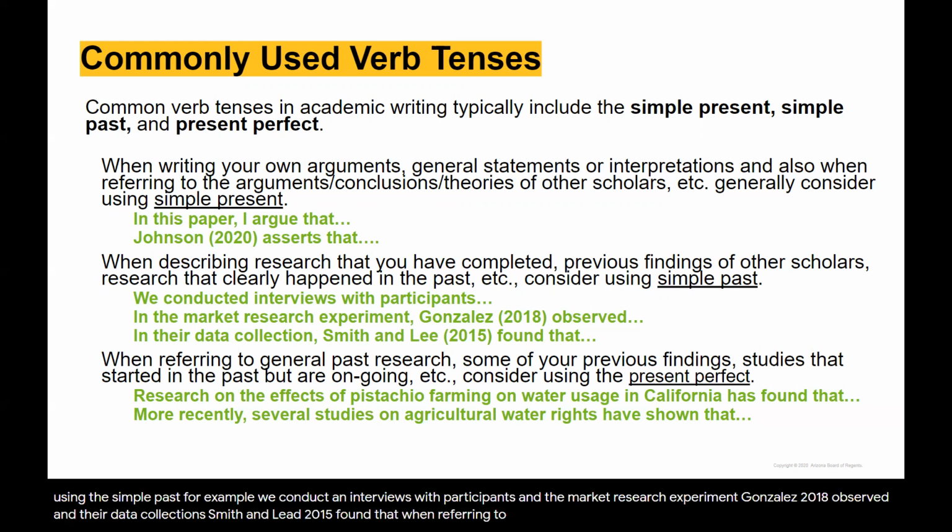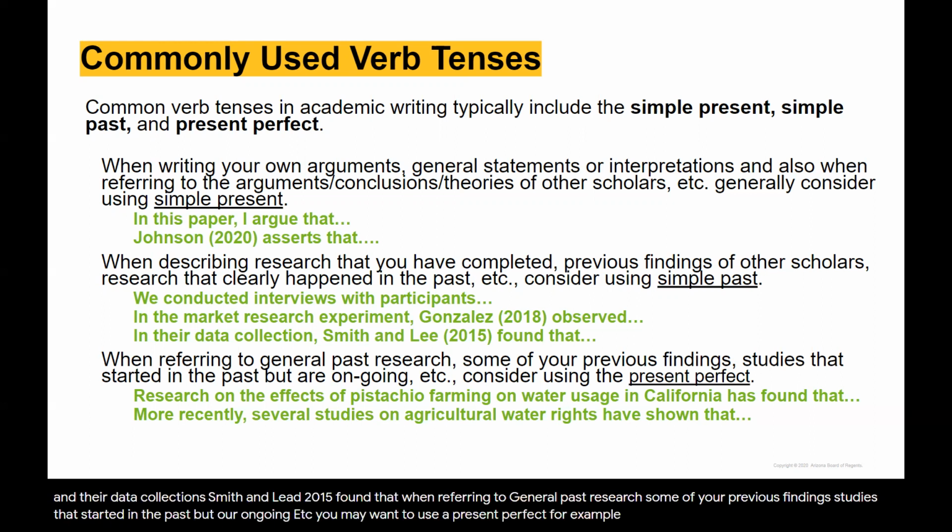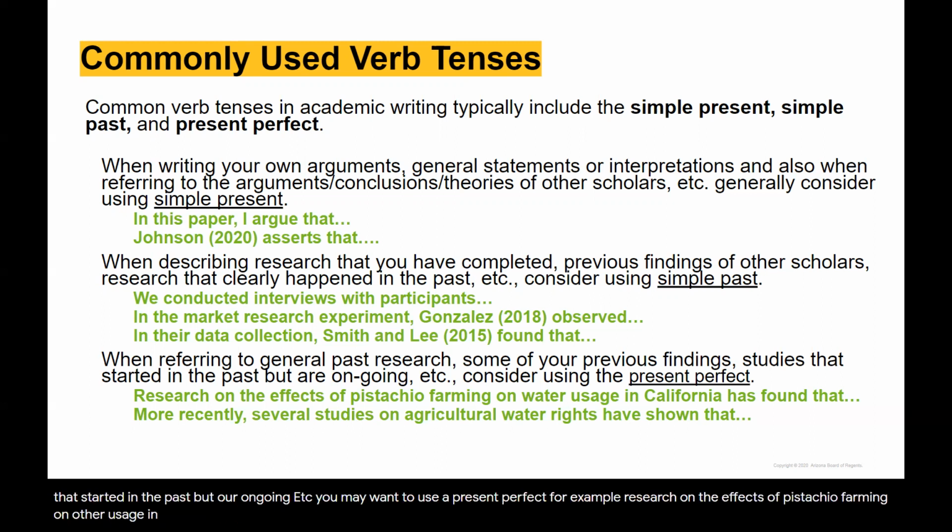When referring to general past research, some of your previous findings, studies that started in the past but are ongoing, etc., you may want to use the present perfect. For example, research on the effects of pistachio farming on water usage in California has found that. More recently, several studies on agricultural water rights have shown that.